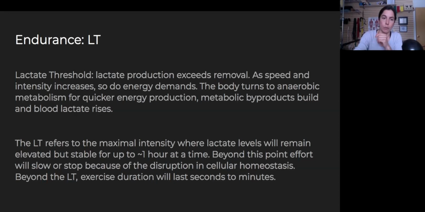So once we go beyond the LT, exercise duration will last for seconds to minutes. So we can do seconds and minutes of work there. We just can't expect to keep climbing up that hill. When we've crossed over, we're going to either slow down or we're going to stop.